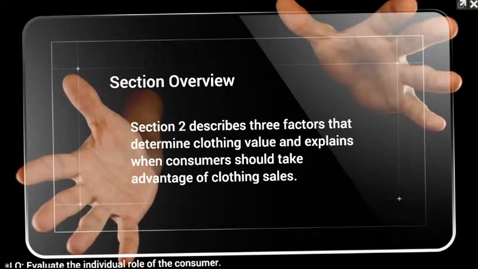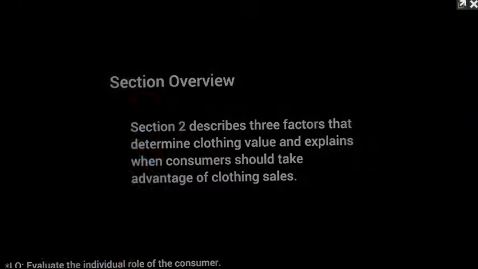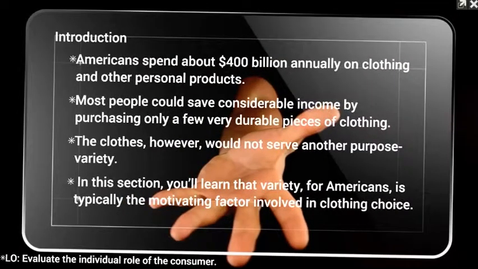Section 2 describes 3 factors that determine clothing value and explains when consumers should take advantage of clothing sales. Americans spend about $400 billion annually on clothing and other personal products. Most people could save considerable income by purchasing only a few very durable pieces of clothing. The clothes, however, would not serve another purpose: variety. In this section, you'll learn that variety for Americans is typically the motivating factor involved in clothing choice.